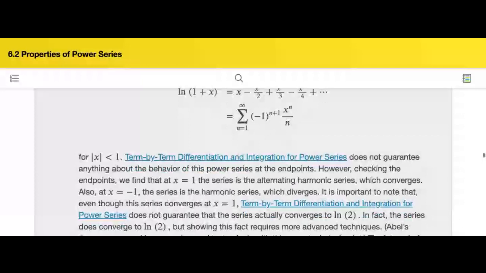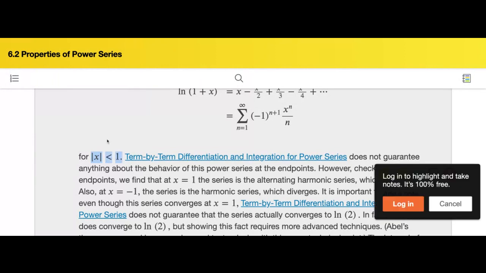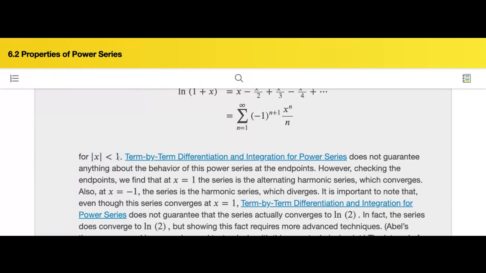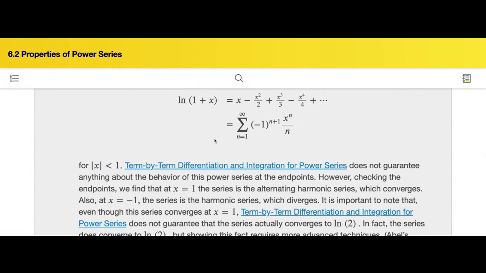So to find the interval of convergence, we have the absolute value of the ratio less than 1. So it's from -1 to 1, not including -1 and 1. However, what happens at x equals -1 and 1? If x equals -1, we go back here, we see we have -1. So at x equals -1, the series becomes a harmonic series, and the harmonic series diverges, right? So we keep an open parenthesis for -1.